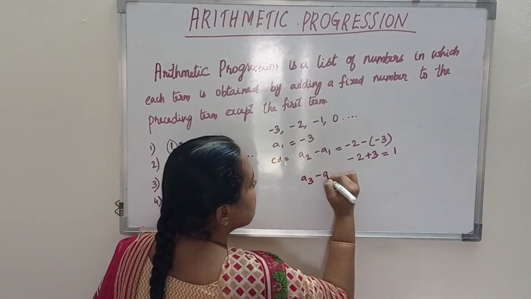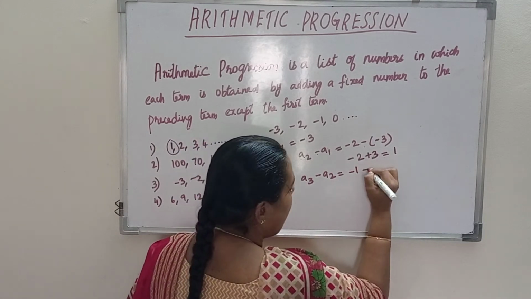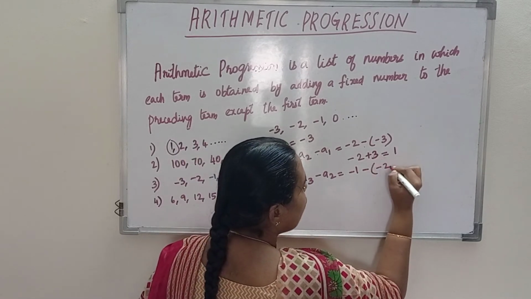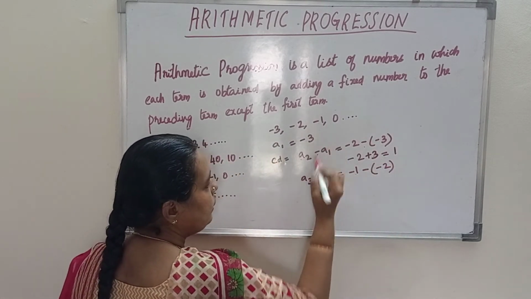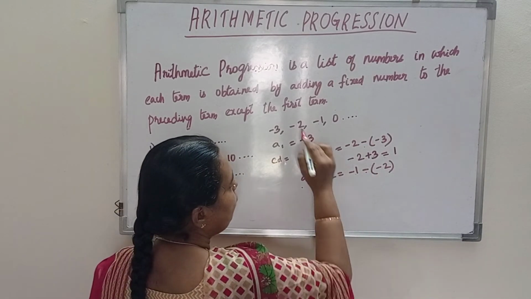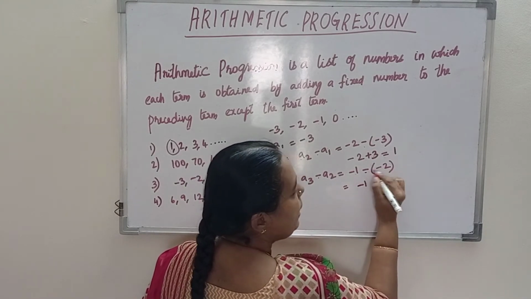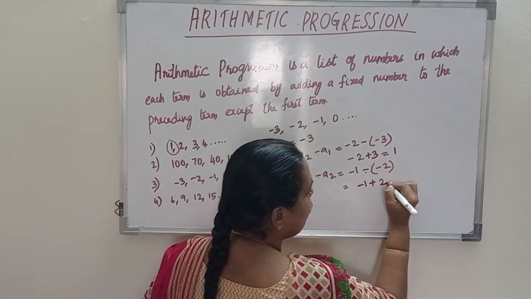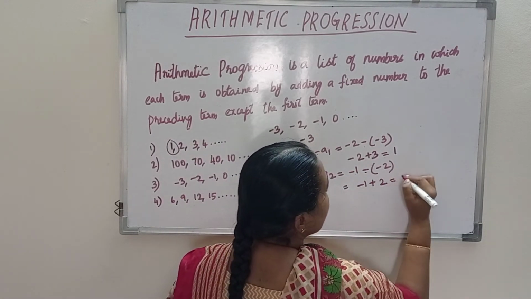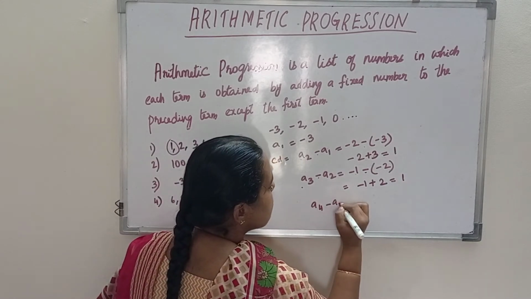A3 minus A2. What is A3? Minus 1 minus, what is A2? Minus 2. Minus of minus 2. Already we have minus 1, the term. Here 1 minus, and instead of A2 we will be writing minus 2, is equal to minus 1. Minus of minus is plus 2. Minus into minus plus. Minus 1 plus 2, 2 minus 1, 1.